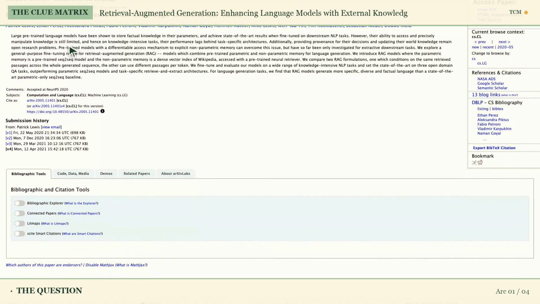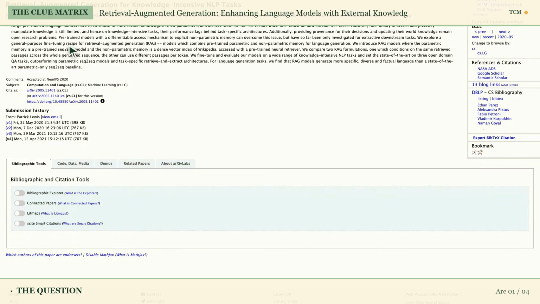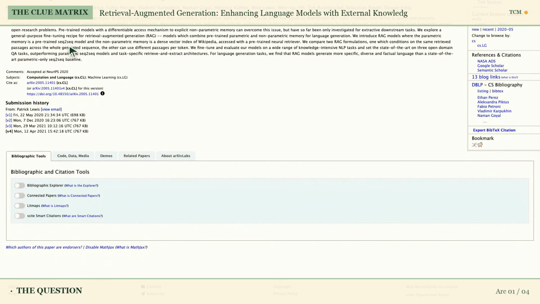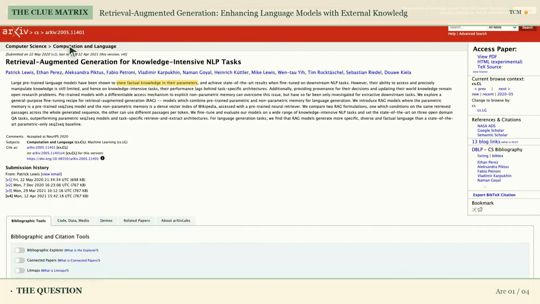Right. We know RAG helps LLMs stay factual, but what specific problem was this paper trying to solve with its architecture back when LLMs were still relatively new? The core issue was that large pre-trained language models were shown to store factual knowledge in their parameters, but accessing and manipulating that knowledge precisely was still a challenge.